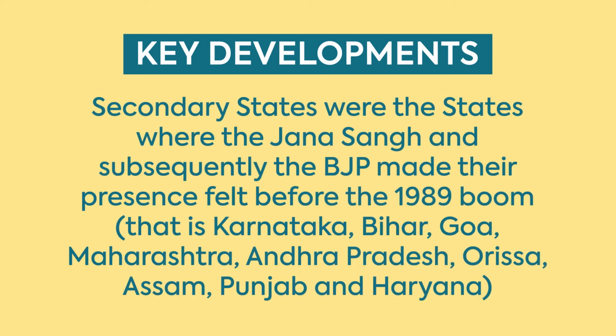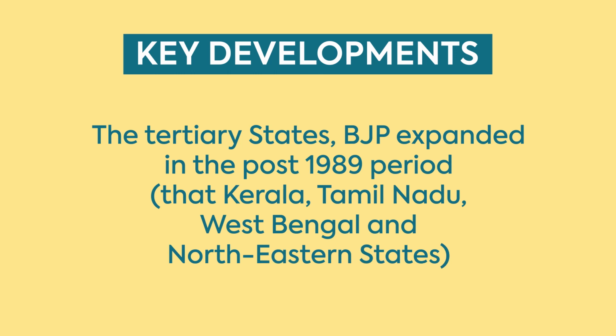The next group of states were the secondary states where the Jan Sangh and subsequently the BJP made their presence felt before the 1989 boom. They were Karnataka, Bihar, Goa, Maharashtra, Andhra Pradesh, Orissa, Assam, Punjab and Haryana. The third are called the tertiary states where the BJP expanded in the post-1989 period: Kerala, Tamil Nadu, West Bengal and the northeastern states. Therefore, one thing is common: the steady expansion of the BJP has led it to take up the place erstwhile held by the Indian National Congress, to be called a new dominant party system, that is the second dominant party system in India.